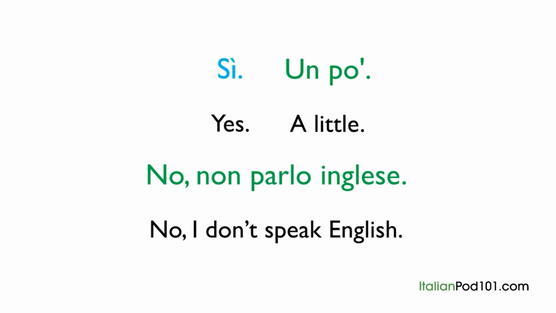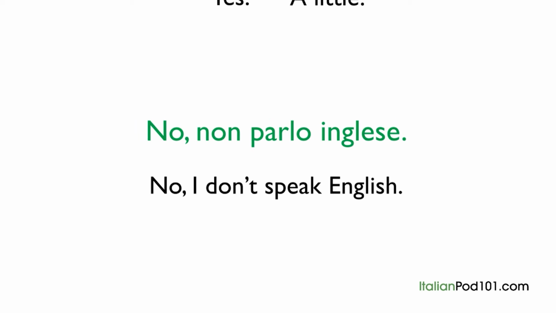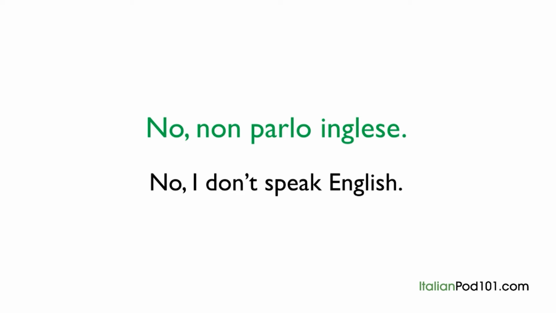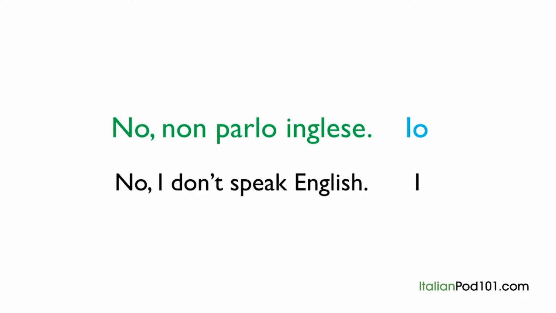Sì. Un po'. No, non parlo inglese. Since this last one is a negative statement, we should say non before the verb. With io, Italian for I, the verb changes into parlo. That is why I do not speak is non parlo.